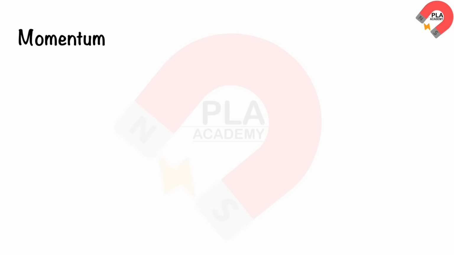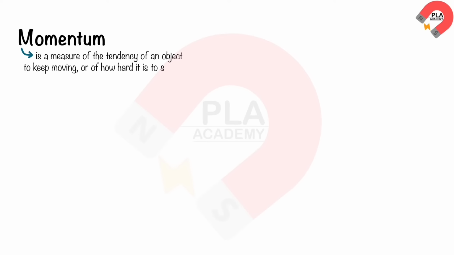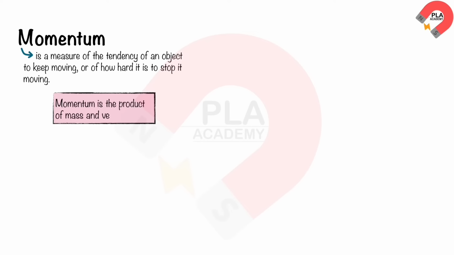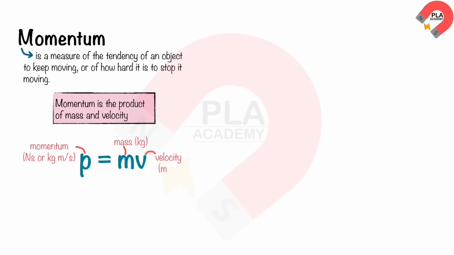Momentum is a measure of the tendency of an object to keep moving, or of how hard it is to stop it moving. Momentum is defined as the product of mass and velocity. We can write the equation of momentum as p = mv, where p is momentum in newton second or kilogram meter per second, m is mass in kilograms, and v is the velocity in meters per second.